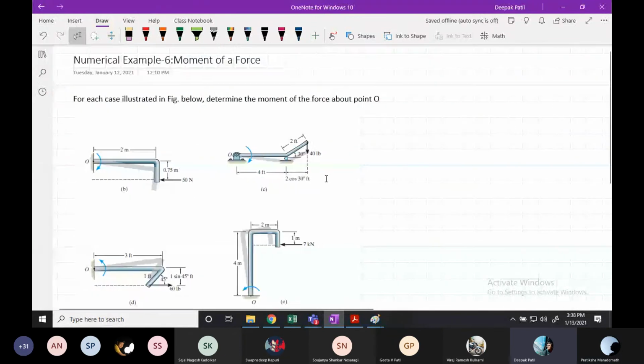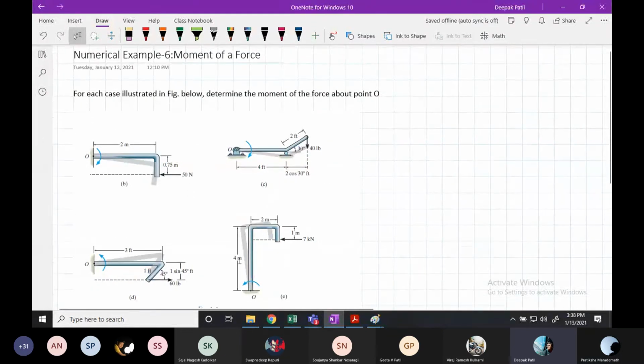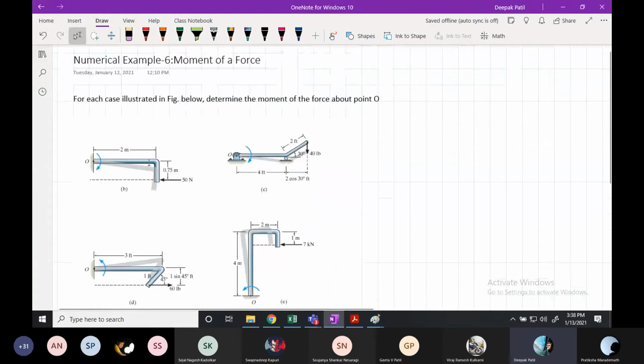Now for each case illustrated, there are 4 numerical examples. I have just combined them in one. For each case illustrated in the figure below, determine the moment of the force about point O. So you need to find the moment of force at point O in each of these cases. It is as if there are 4 numerical examples.